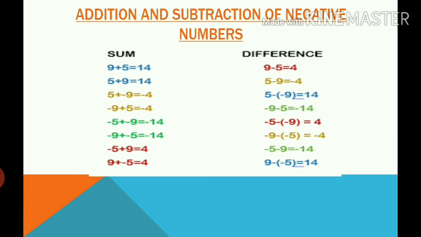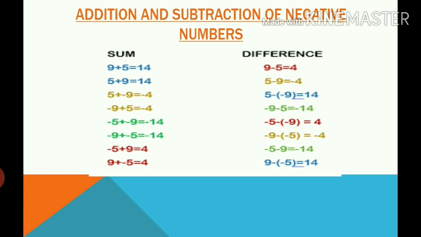Okay, I'm giving you the first example. 9 minus 5 is equal to 4. With 9 it's plus sign, so that's why with 4 it's plus sign, and you have to subtract 5 from 9 and you will get 4. Now come to 5 minus minus 9 is equal to 14. Minus minus is plus. So two signs are coming together, you have to multiply them. So 5 plus 9 is equal to 14.